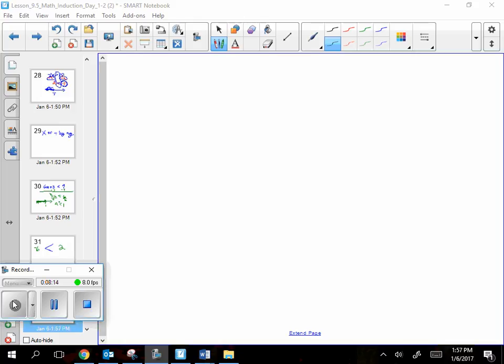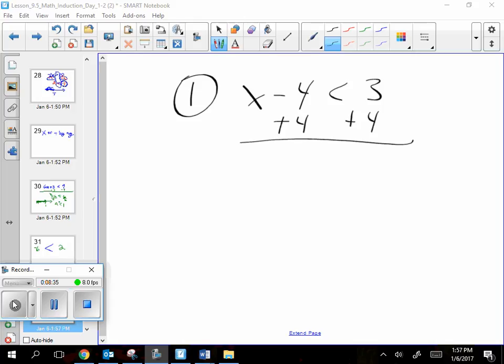Number 1. It's got x minus 4 is less than 3. I bet you're already done with it. What did you do to both sides? You added 4, which is correct. Does adding 4 make you switch the sign? No, so the sign stays the same. So I just add 4 to both sides, and isn't it nice to be back to something that's fairly easy? X is less than 7.